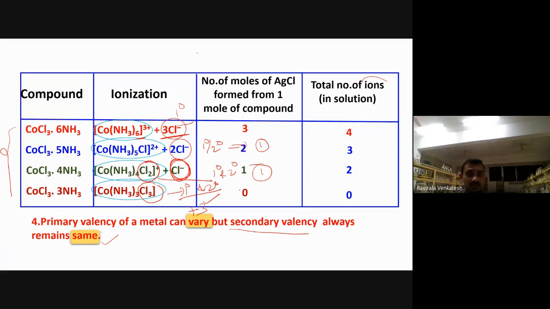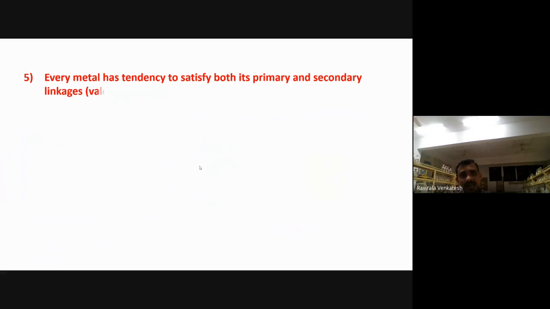Okay. So whenever an ion is formed, I'm saying whenever an ion is formed, ion means what? Negative charge, in most cases negative charge. Forming a coordination number means what happened? Forming a coordinate bond, a dative bond. It can act as both primary valency and secondary valency. Understood here? Every metal has a tendency to satisfy both primary and secondary valency.